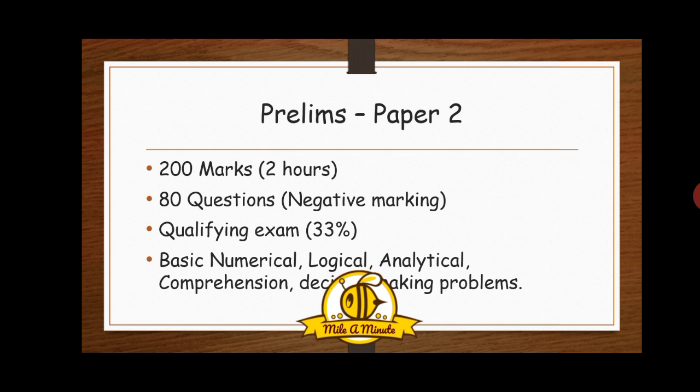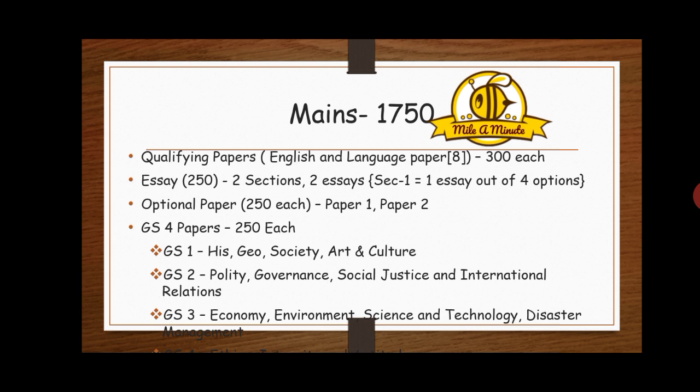Say you have cleared both rounds. You have secured the required cutoff in paper 1 and more than 33% in paper 2. So you are qualified in Prelims, right? Then you will enter the Mains exam, which will be conducted after a gap of 3 to 4 months. The total for the Mains exam is 1750 marks. Out of this 1750 marks, you will have multiple papers.